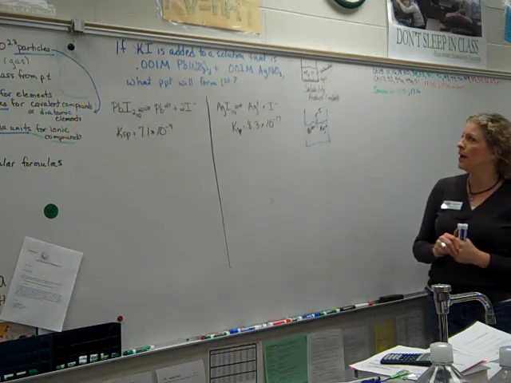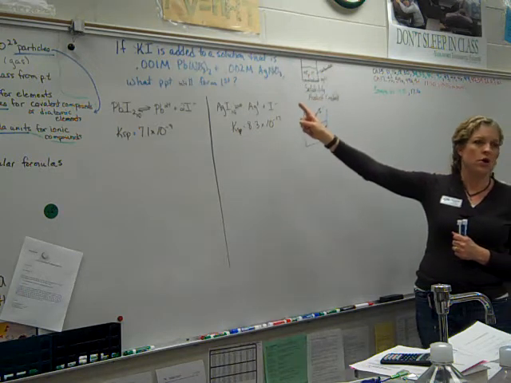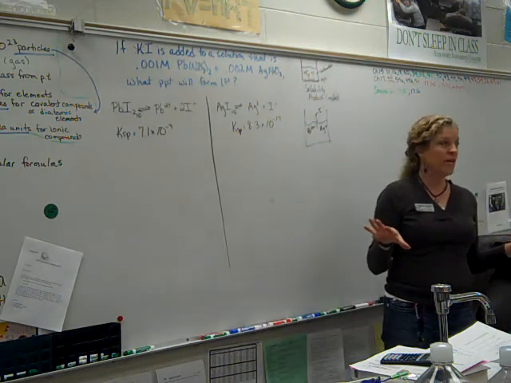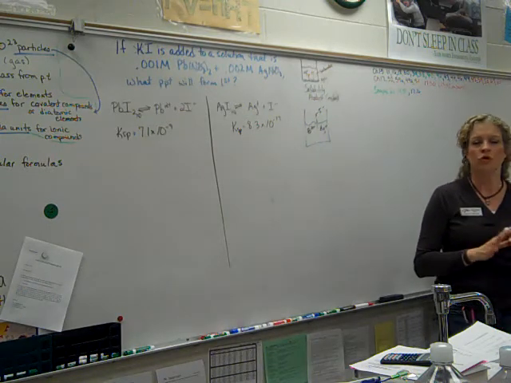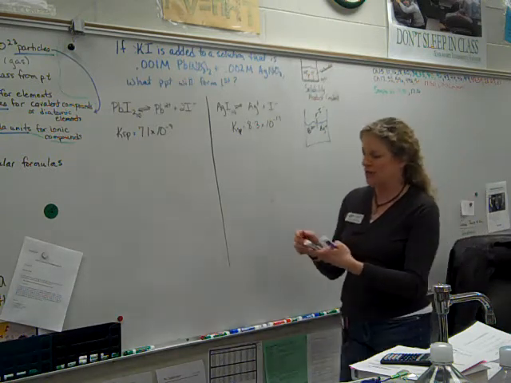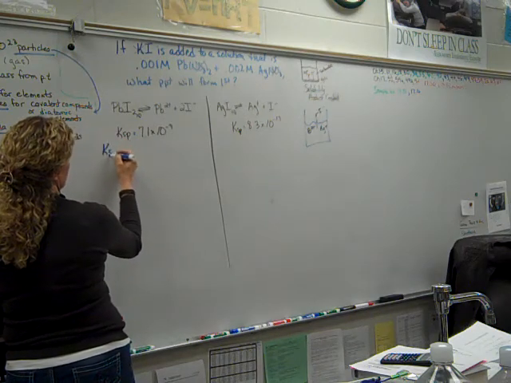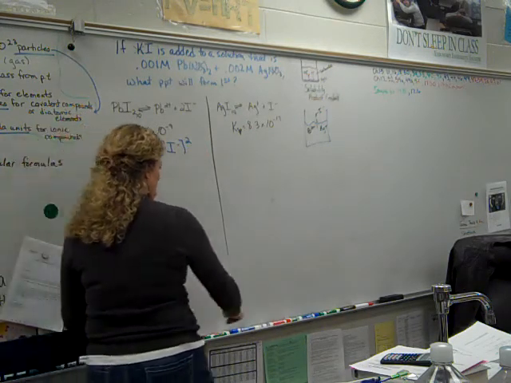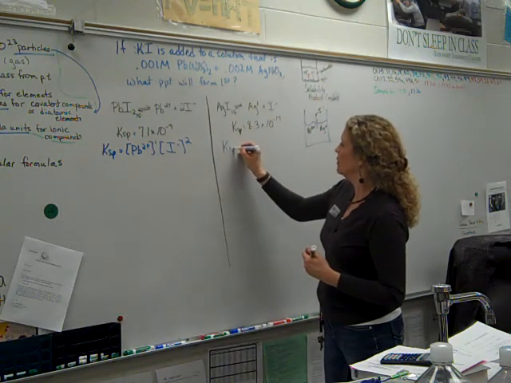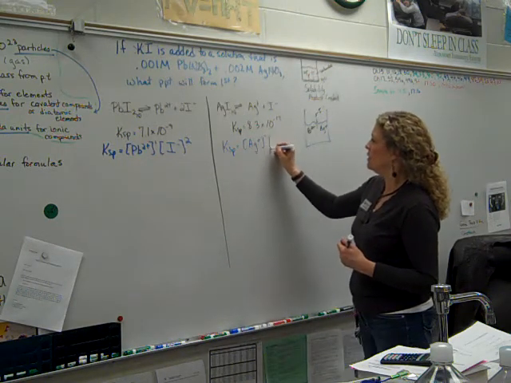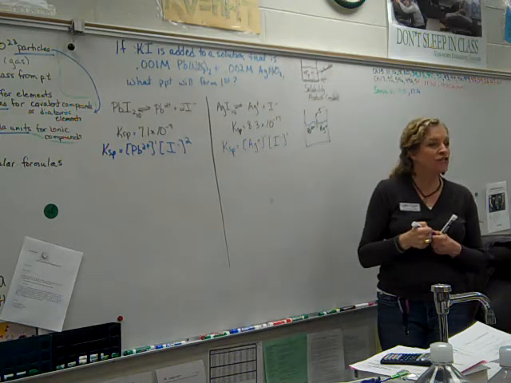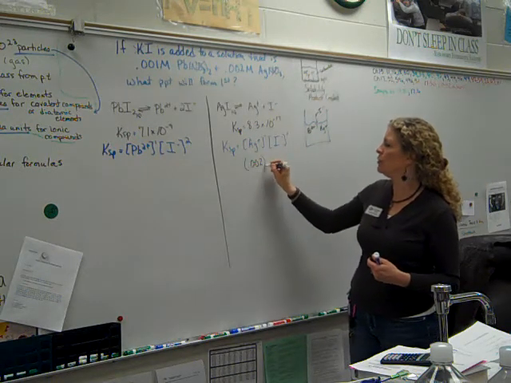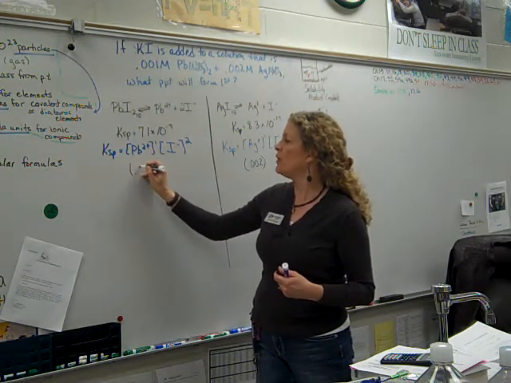All right, so here's what you do. It's actually not that hard. Am I diluting anything here? No. And what I should have said is that assume that the addition of KI will not affect the volume. If it does affect the volume, I would have to tell you amounts, okay? So we're going to assume that it's not going to significantly affect the volume. So watch this, okay? Our KSP expression here is going to be lead to the first, iodide to the second. Our KSP expression here is going to be silver to the first, iodide to the first, and guess what? We already know the concentration of silver. It's 0.002. We also already know the concentration of lead. It's 0.001.